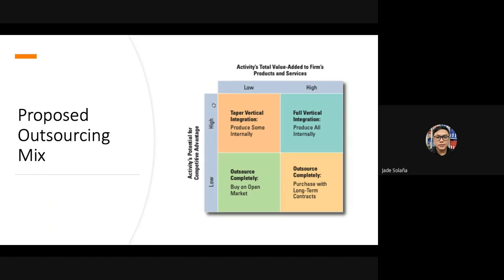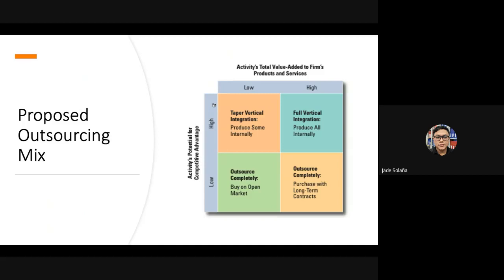So on your screen, you can see here the proposed outsourcing matrix. A firm in this case should consider outsourcing any activity or function that has low potential for competitive advantage. If that activity constitutes only a small part of the total value of the firm's product or services, it could be purchased on the open market, assuming that quality providers of the activity are plentiful. If, however, the activity contributes highly to the company's products or services, the firm should purchase it through long-term contracts with trusted suppliers or distributors.